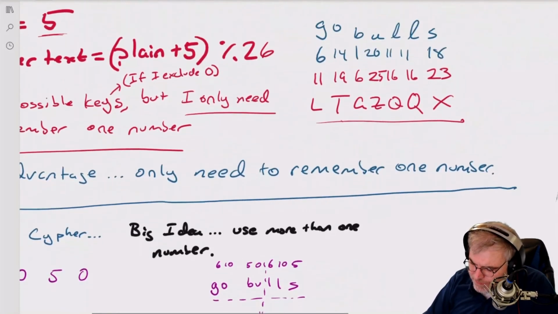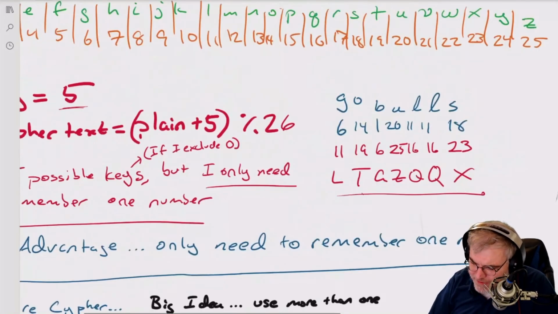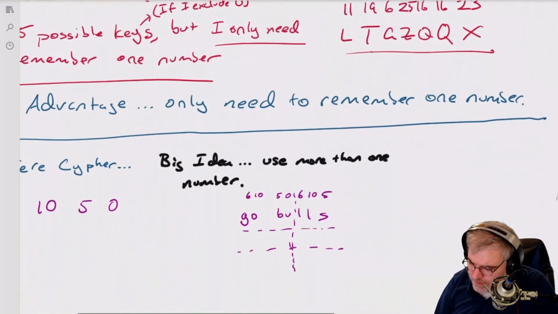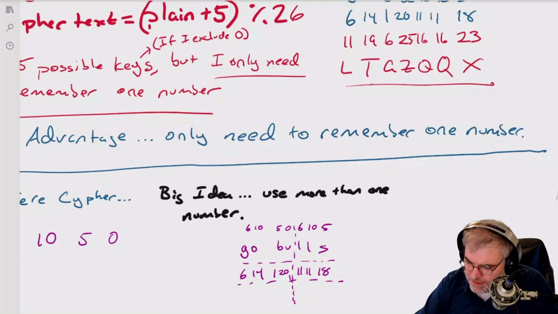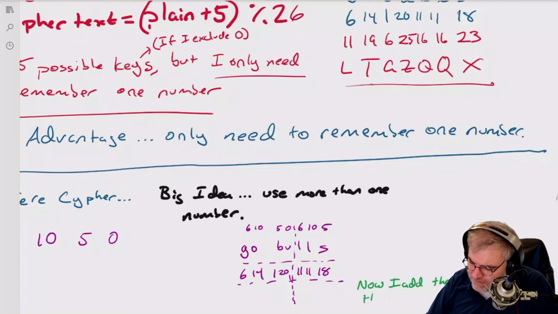My message in plain text, according to my chart up here, was 6, 14, 1, 20, 11, 11, 18. Now I add the key for that column.